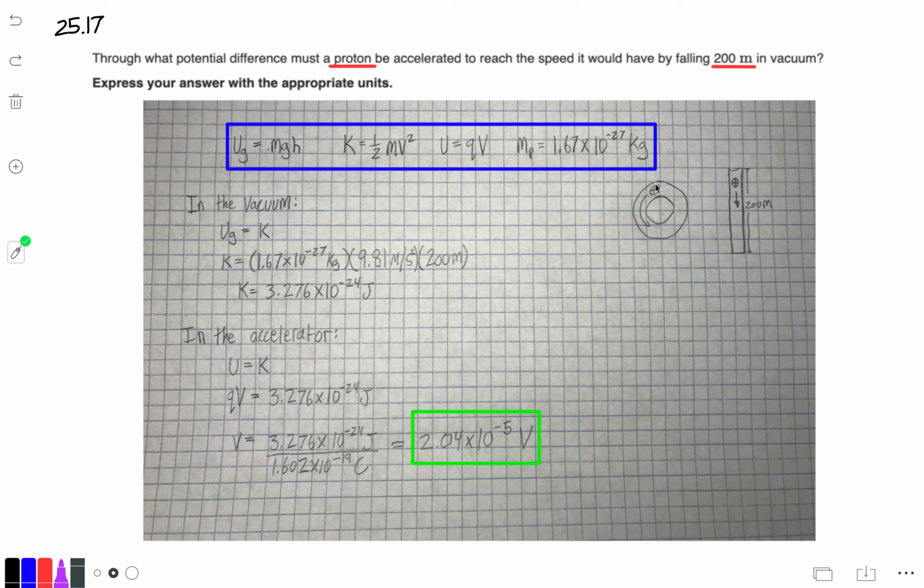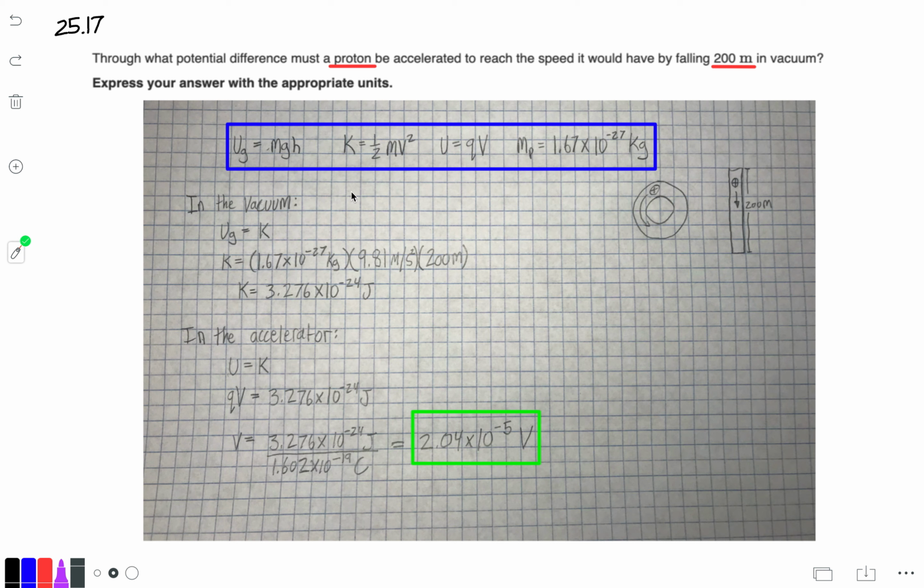So here we have a proton in our accelerator. Let's just say that this is the LHC. And here we have our proton in a falling vacuum, and we have our distance of 200 meters here.